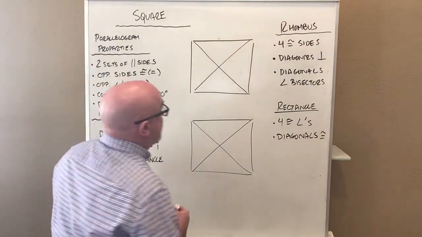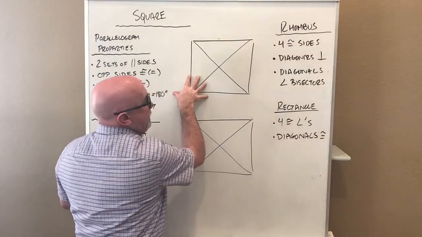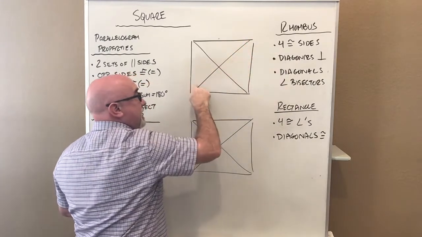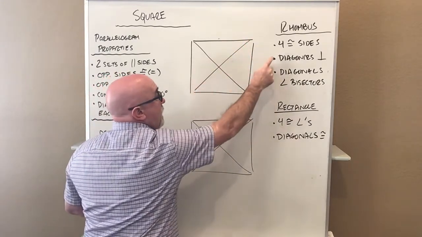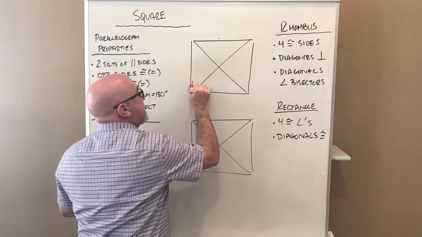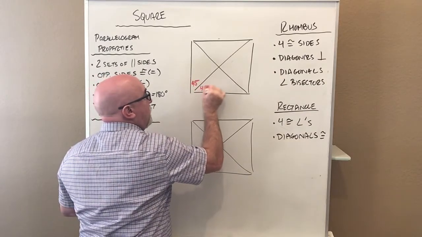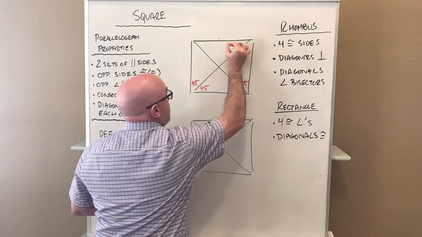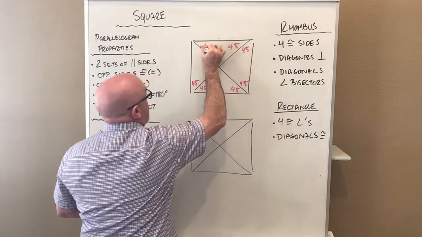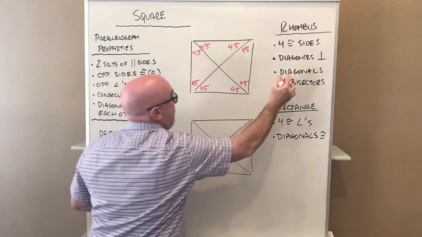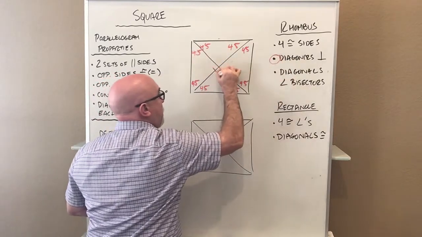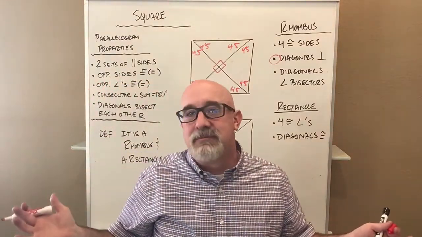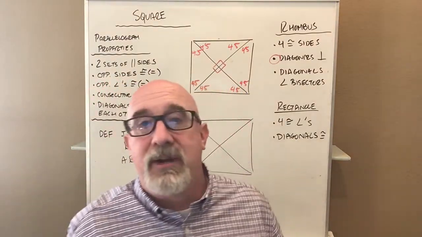So, for instance, we know that this has to be 90 degrees. And we know, because it's a rhombus, that these get bisected right here. So this has to be 45 and 45. That makes everybody 45 and 45. And it's also a rhombus, and so we know the diagonals are perpendicular. We just found every angle in a square. No matter what square you have, those are the angles.